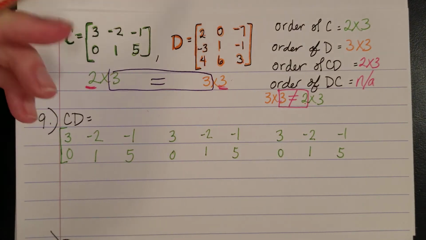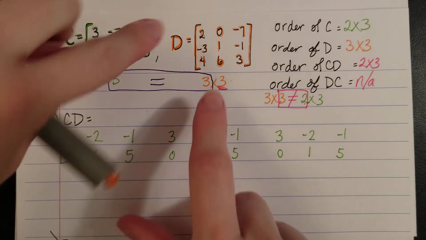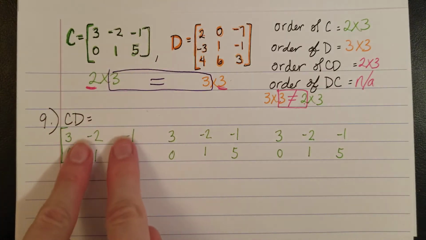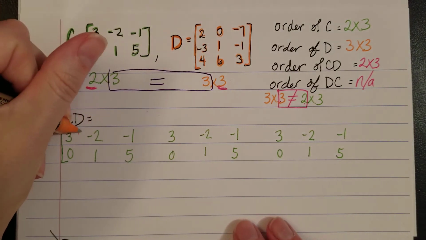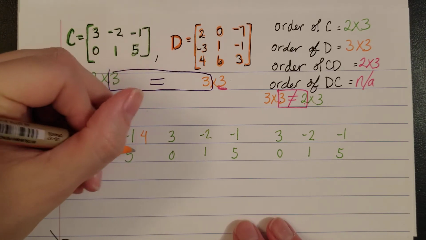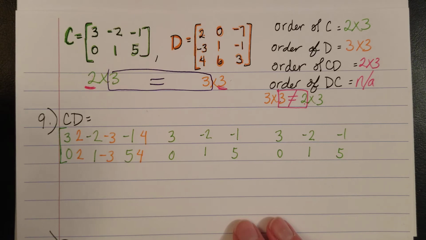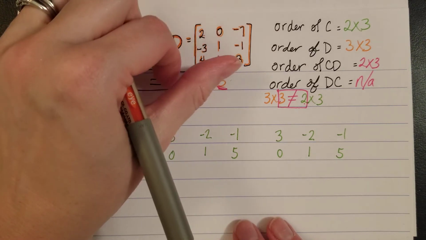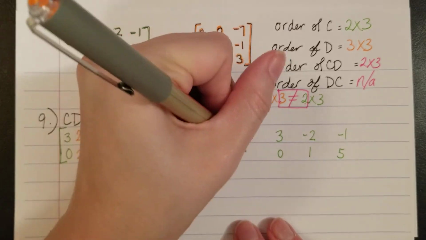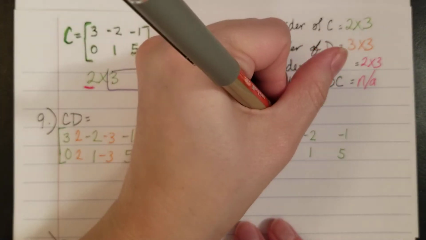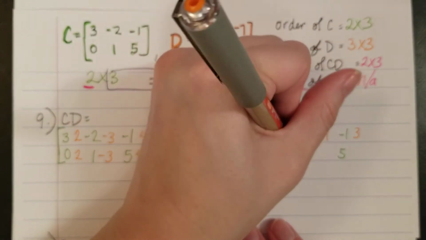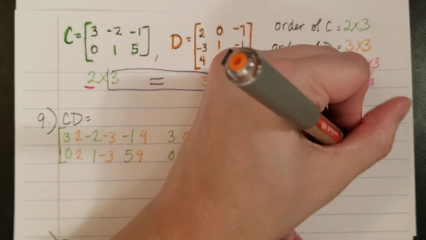Okay, then take the columns from D, so take that first column from D and then turn it and put it over here. So 2, negative 3, 4, 2, negative 3, 4. Then do the same thing with the second column. So 0, 1, 6, 0, 1, 6. In the last column, negative 7, negative 1, 3. Negative 7, negative 1, 3.